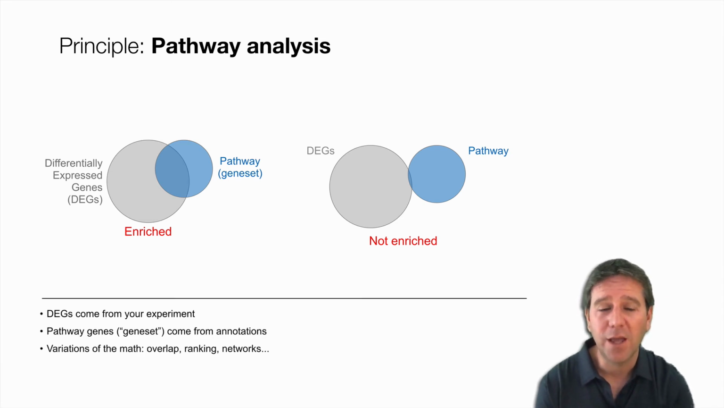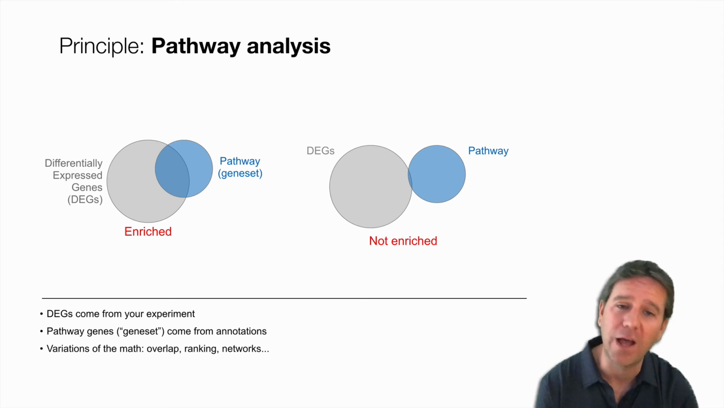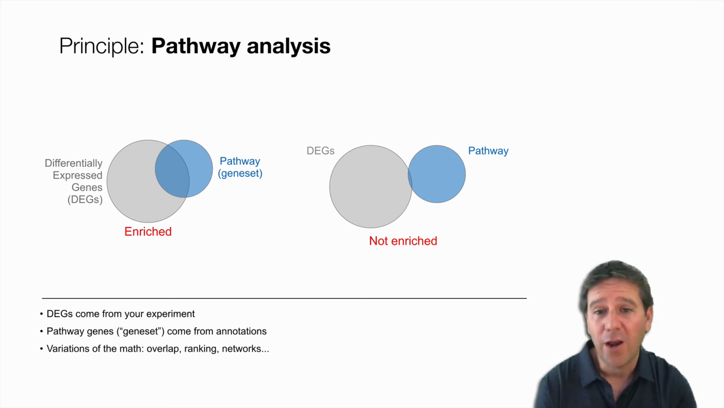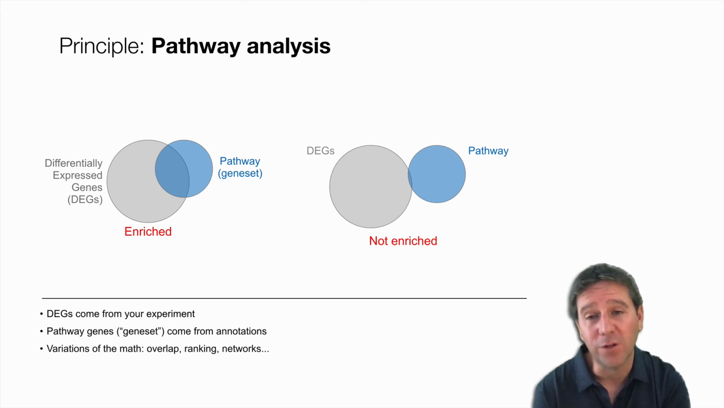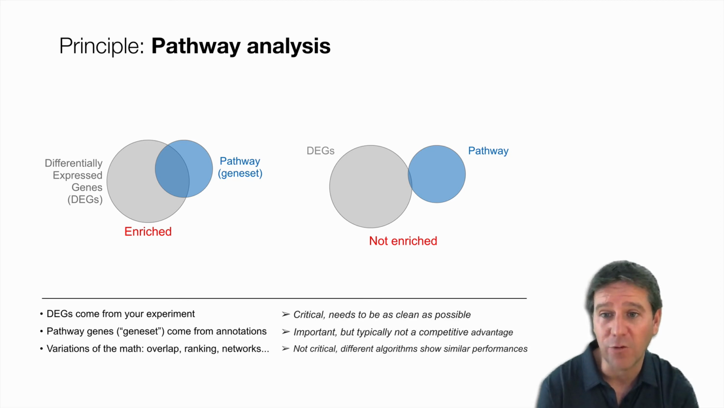Now the differentially expressed genes come from our experiment. The pathway genes come from annotations, not from textbooks of course, but from bioinformatics databases like KEGG and GO, etc. And then there are variations in the way we can do the math and check for overlap and rankings or use networks, and how we calculate the enrichment and the significance of that enrichment. It can differ between different packages and tools, but in practice, the different algorithms show quite similar performance. We're going to focus in our hands-on session on a couple of methods available from packages within the Bioconductor framework in R to do this gene set enrichment.